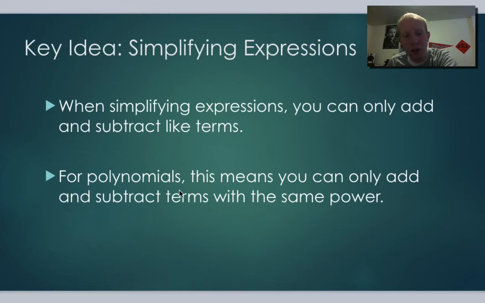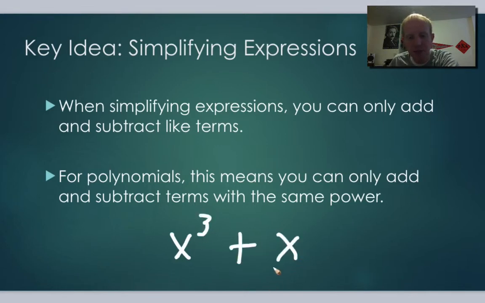Now with polynomials, it's the same idea. But like terms in this case is going to be things with the same power. So for example, if I have an x cubed and an x, I can't add those together because they don't have the same power. Even though they're both x, they do not have the same power, so they are not like terms. You cannot combine them. So you only focus on like terms when you are simplifying expressions.